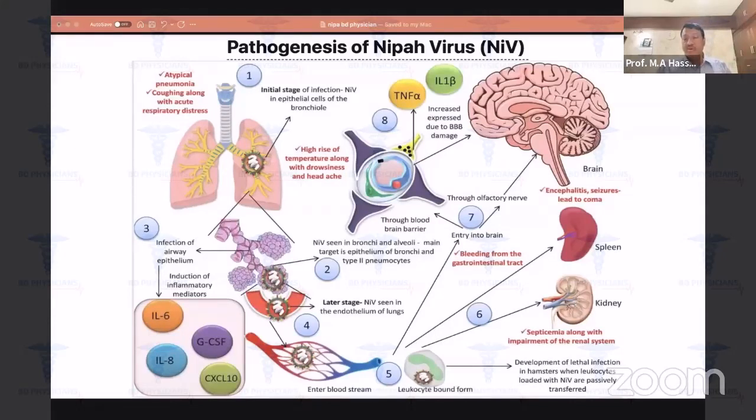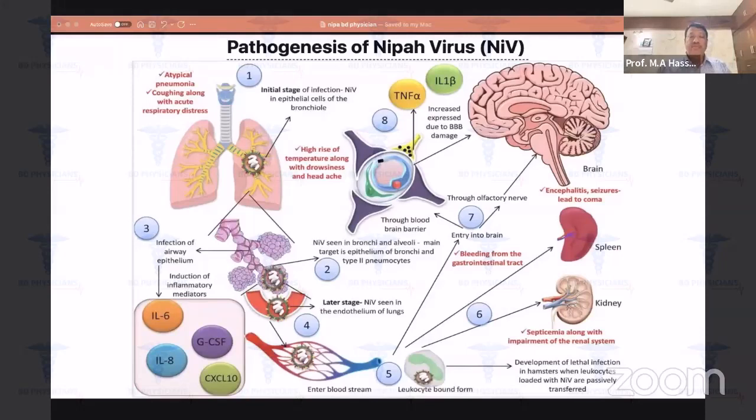Any other organs of the body affected, the spleen and GI tract, they cause bleeding. Also, there is involvement of the kidney with severe septicemia and renal failure. So, when the leukocytes are loaded with virus, they are passively transferred to different parts of the body. So, in this way, the pathogenesis of Nipah virus occurs in our body.